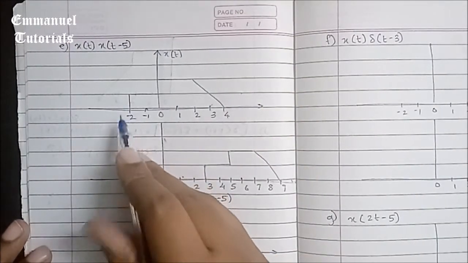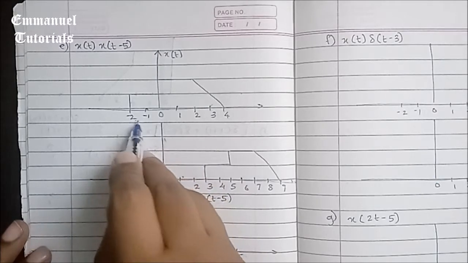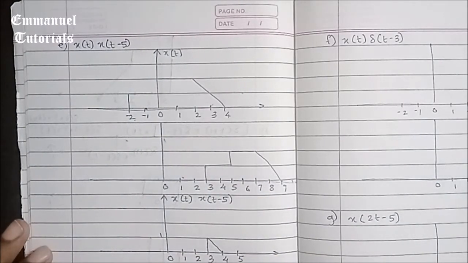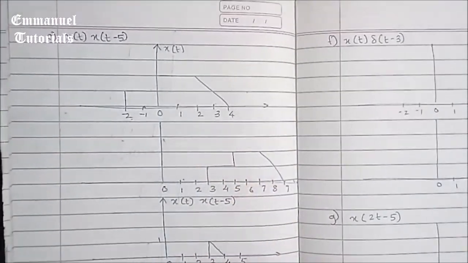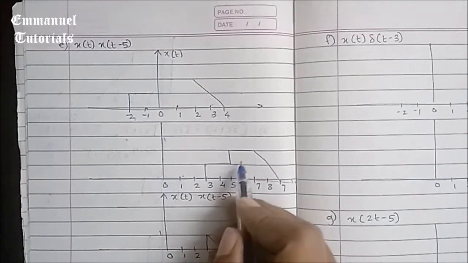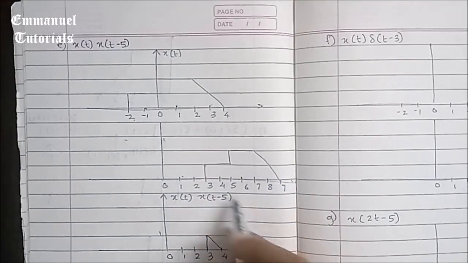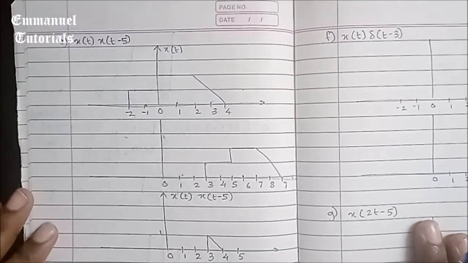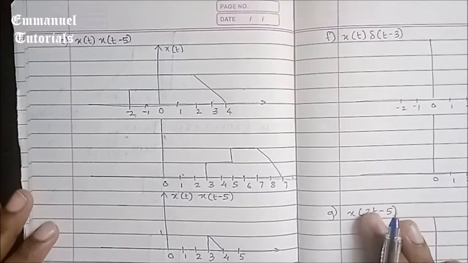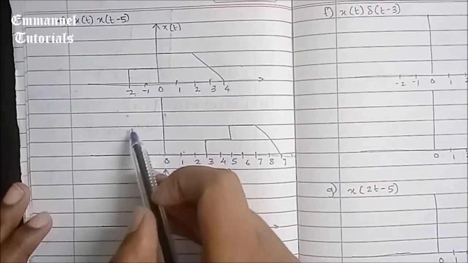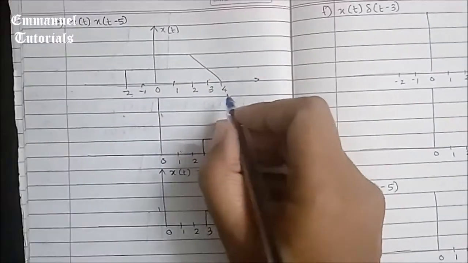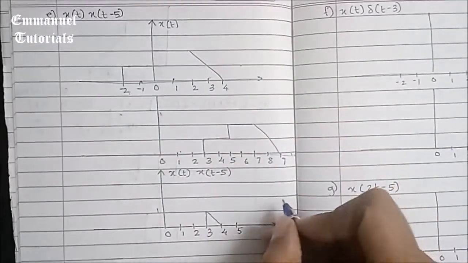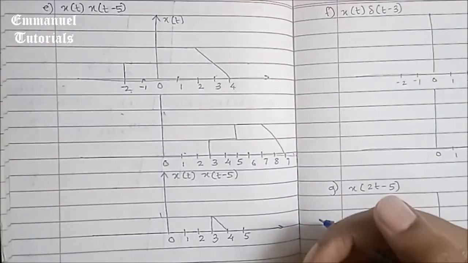So our leftmost part is going to begin at minus 2 plus 5, which is 3. And our rightmost part is going to be at 4 plus 5, which is 9. So our resultant signal for x of t minus 5 has been shown over here. Now what you're going to do is multiply both. Now for multiplying, you start from the extreme left and end at the extreme right of both the signals, and you can just start multiplication.